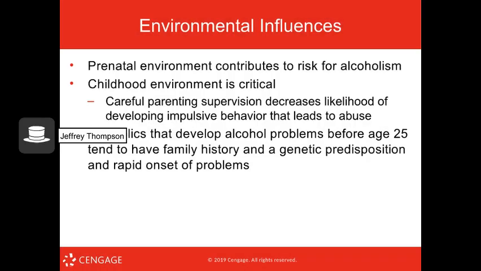So again, environment is very important. Your prenatal environment contributes to risks for alcoholism. So even before you're out and about in the world, that is important. Also, your childhood environment is critical. The more supervision that you have from your parents or family members is going to decrease your likelihood of developing the impulsive behavior that will lead to abuse. Alcoholics that develop problems before the age of 25 tend to have a family history and a genetic predisposition, which leads to that rapid onset of problems. So you're going to see it happen very quickly.